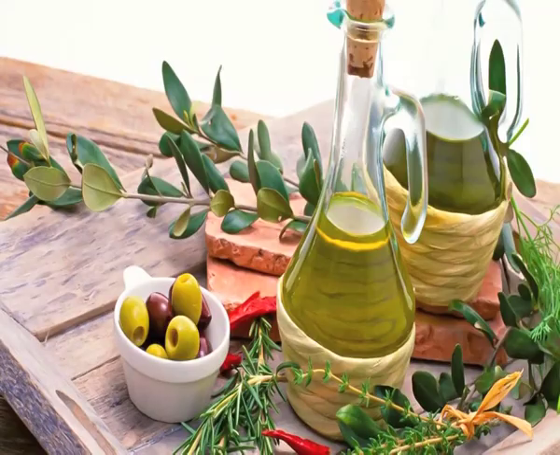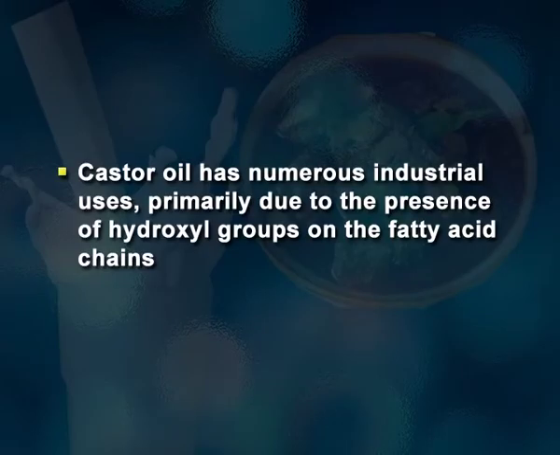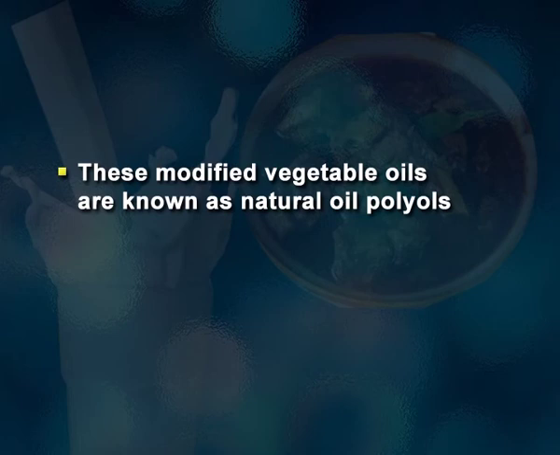Vegetable oil is being used to produce biodegradable hydraulic fluids and lubricants also. Some vegetable oils like castor oil have been used in medicine and as lubricants for a long time. Castor oil has numerous industrial uses, primarily due to the presence of hydroxyl groups on the fatty acid chains. Castor oil and other vegetable oils which have been chemically modified to add hydroxyl groups are becoming increasingly important in the production of polyurethane plastic for many applications. These modified vegetable oils are known as natural oil polyols.